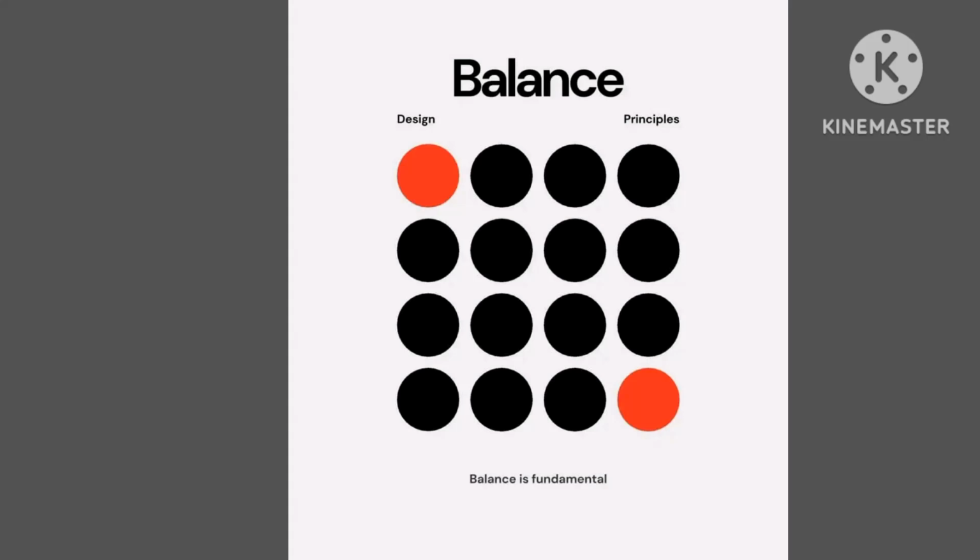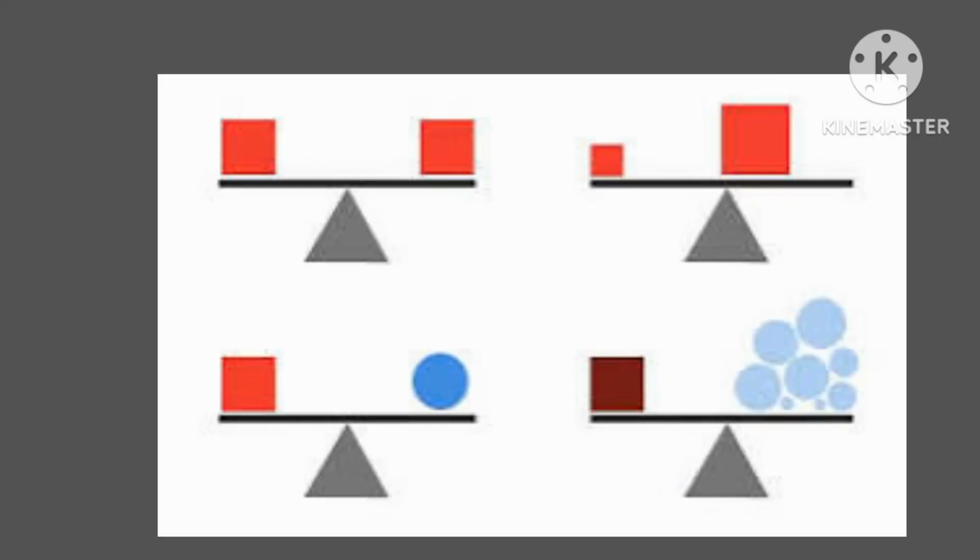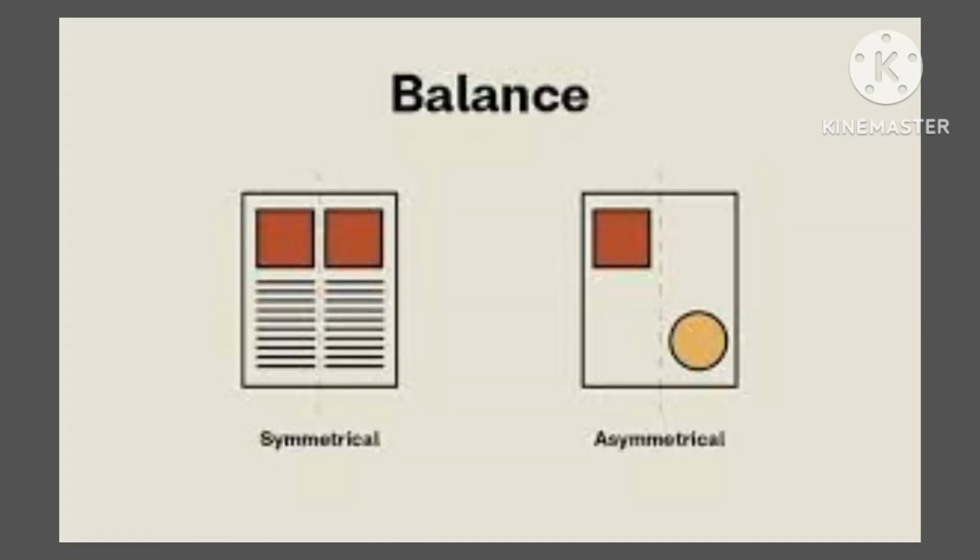It's like serving a meal. Everyone gets enough meat, rice and vegetables. Symmetrical designs are like a well set table, neat and organized. Asymmetrical designs are more casual but still balanced.